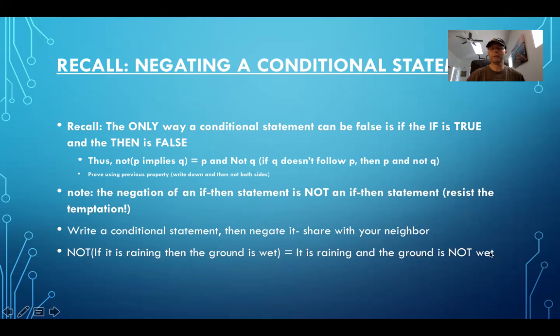So make sure that you understand that to negate a conditional statement, you don't get another if-then statement, you get an and statement. And the only way an if-then statement can be false is when the if part is true and the then part is false. That means the then part is not following the if. So the if-then statement is false. That's going to be important for us.